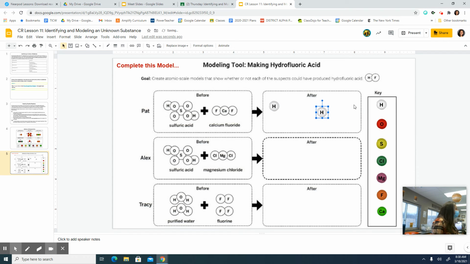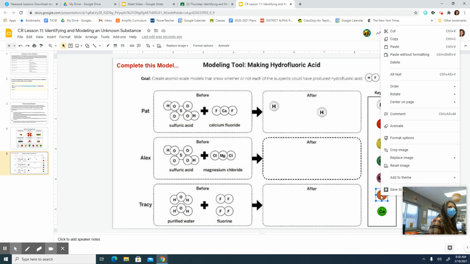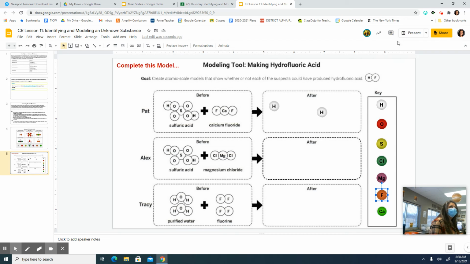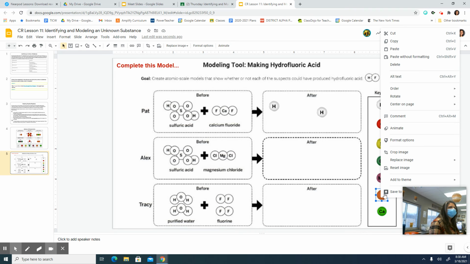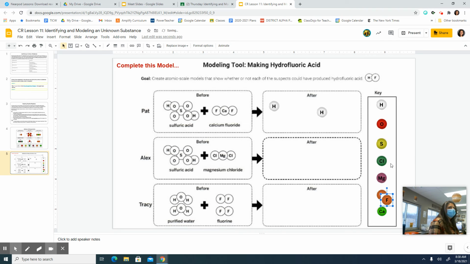If you prefer to make your own atoms, have at it. I just thought this would be quicker and easier for you. And then, of course, we need the Fs. So we have the 2 hydrogens from the sulfuric acid and the 2 Fs from the fluoride. Again, we're going to copy and paste 2 of those. Just click paste twice, and you'll get 2 of them.